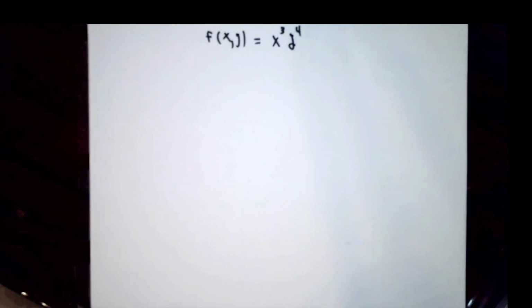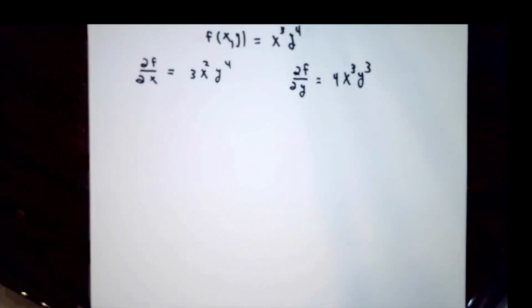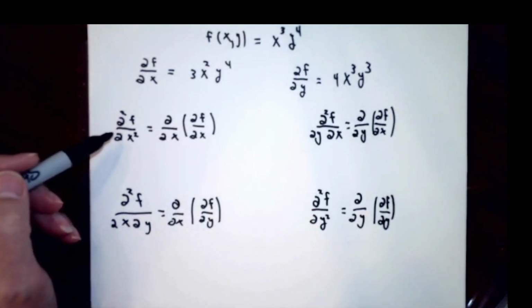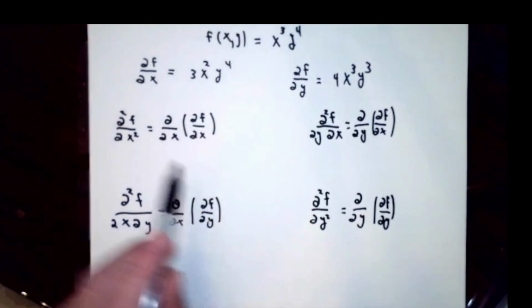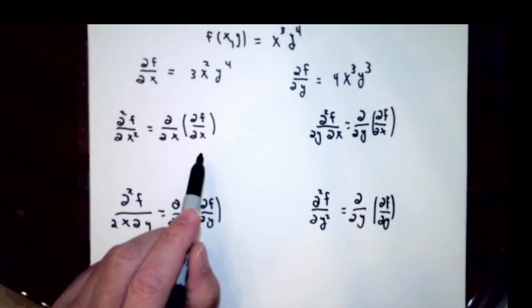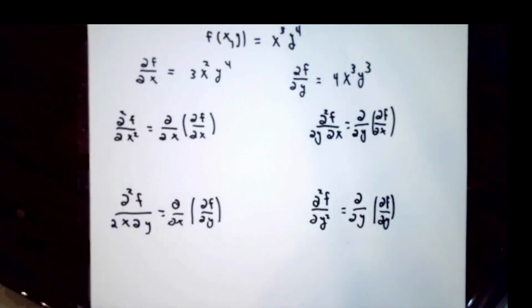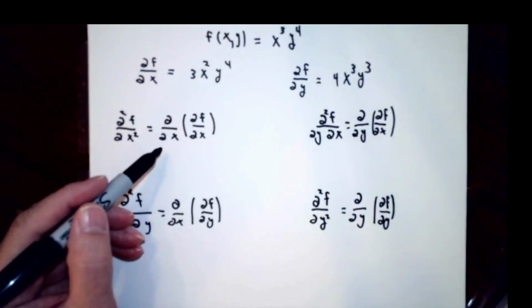As an example of this higher order derivative business, I'm going to look at the function f of x and y equals x cubed y to the 4th power. In order to get the second derivatives, I'll need to know the first derivatives, of course. I'll write down what I'm going to calculate, and then we'll talk our way through it. To get the second partial derivative of f with respect to x, I'm going to look at the partial derivative of f with respect to x, that is to say 3x squared y to the 4th, and differentiate it, thinking of x as being the variable.